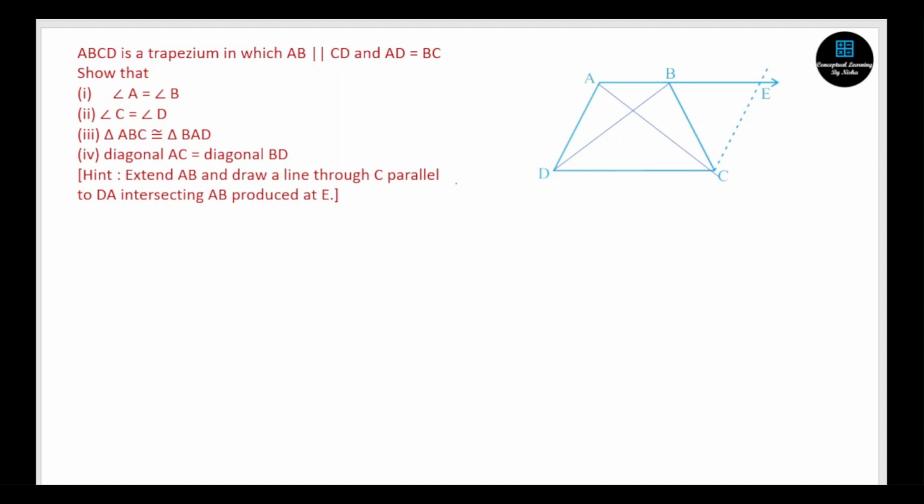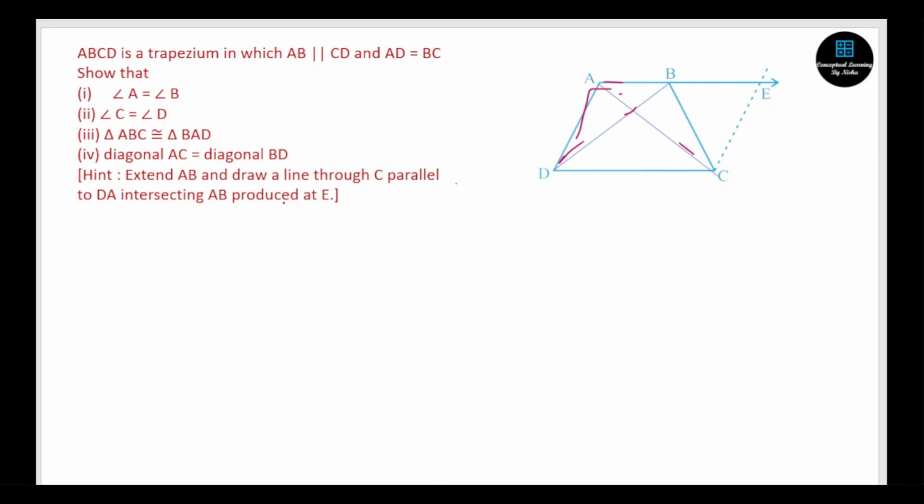Then we have to prove that triangle ABC, this triangle, is congruent to this triangle. And also we have to prove the diagonals of this trapezium are equal. Now to prove all of these results we have to take a construction.